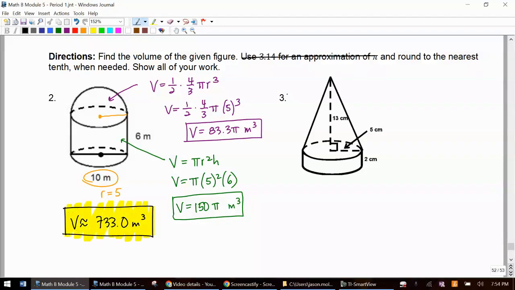And then you're going to try number 3. I'll give you the answer, but make sure you include the work. When I do a notes check, I'll see that this is filled out. It's a good idea to kind of label things like I did. We're going to be using the cone formula.